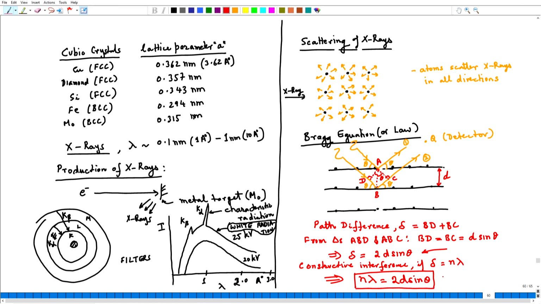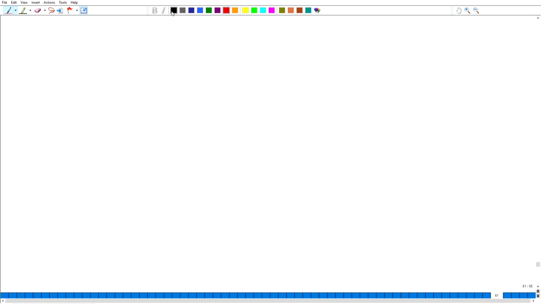Now, this is the Bragg equation, which you perhaps would be very familiar with. Now, let us take another look at the Bragg equation now. So, my Bragg equation is n lambda is equal to 2d sin theta.